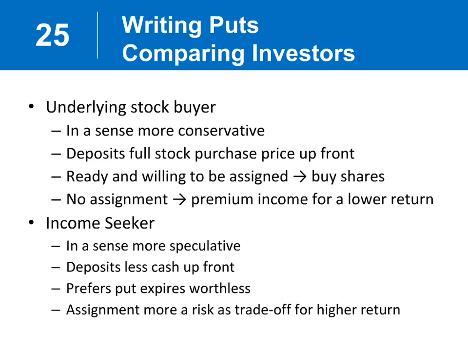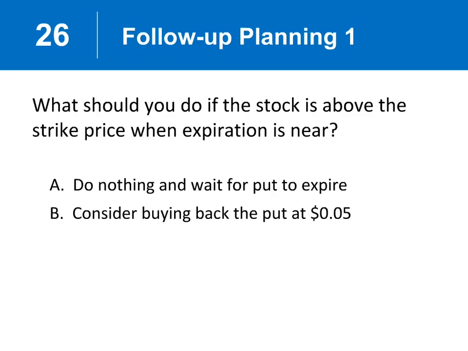On the income seeker side, it clearly is more speculative. We're doing these things on an unsecured basis, less cash up front. The hope and the goal, the objective, is for that put to expire worthless. And there, if we get assigned, there's more risk, and we have to decide how we're going to handle that. So let's speak to the whole idea of planning. What should an investor do if the stock is above the strike price when expiration is near? So if the stock's above the strike and expiration is near, of course it depends how high above the strike.